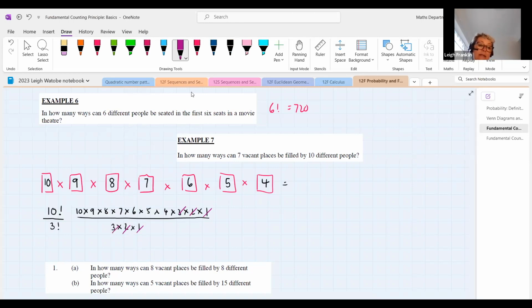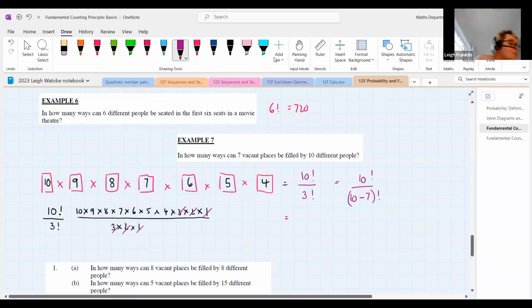So 10 times 9 times 8 times 7 times 6 times 5 times 4 can also be written as 10 factorial divided by 3 factorial. Now, how do I know that I have to have a 3 at the bottom? I can get it by saying 10 minus 7. So this is 10 factorial over 10 minus 7 factorial. Does that make sense? It just makes it quicker for you to calculate it on your calculator.